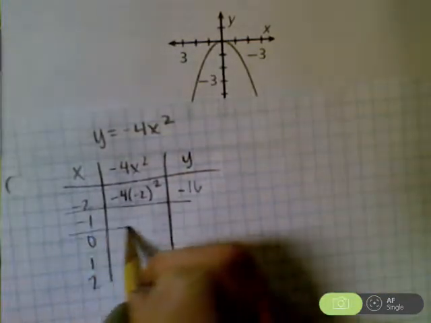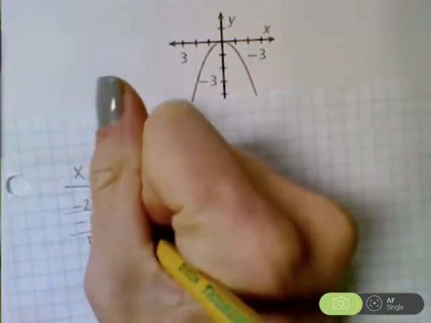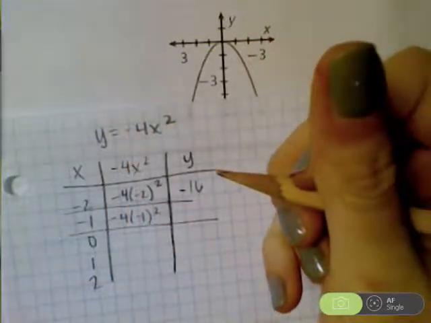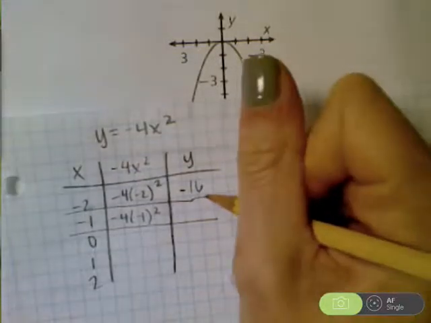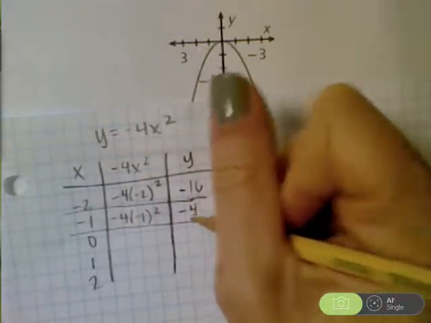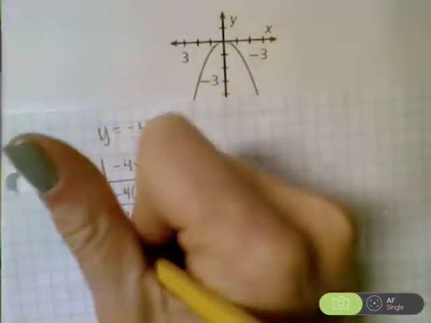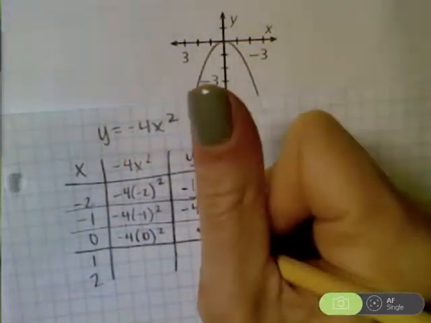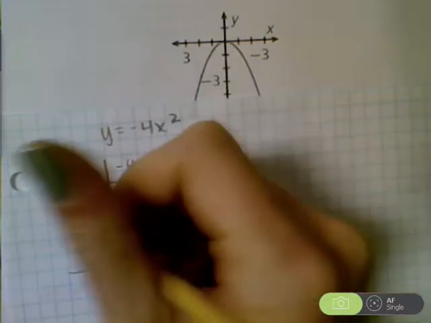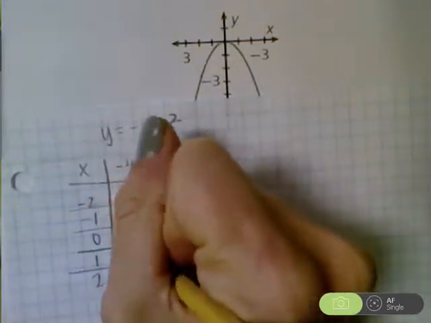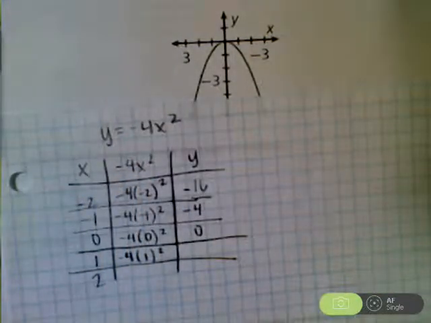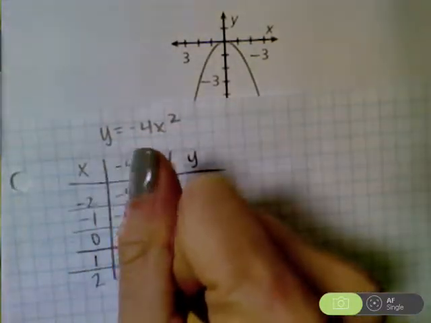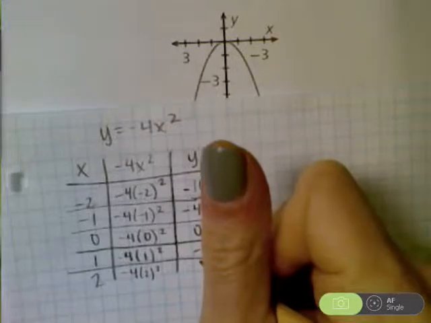Keep going down the list, just plugging in your different x values. -4 times -1 squared is what? -4. -4 times 0 squared. -4 times 1 squared. -4. And -4 times 2 squared. -16.